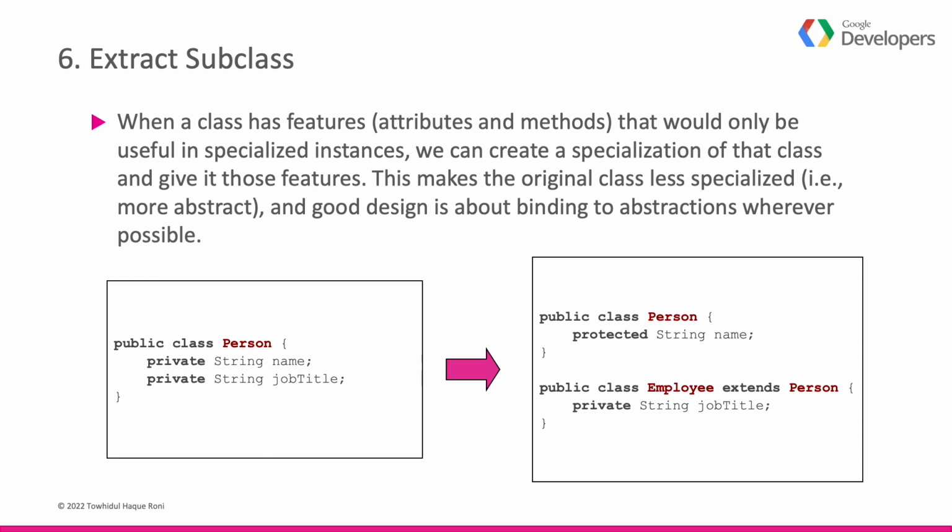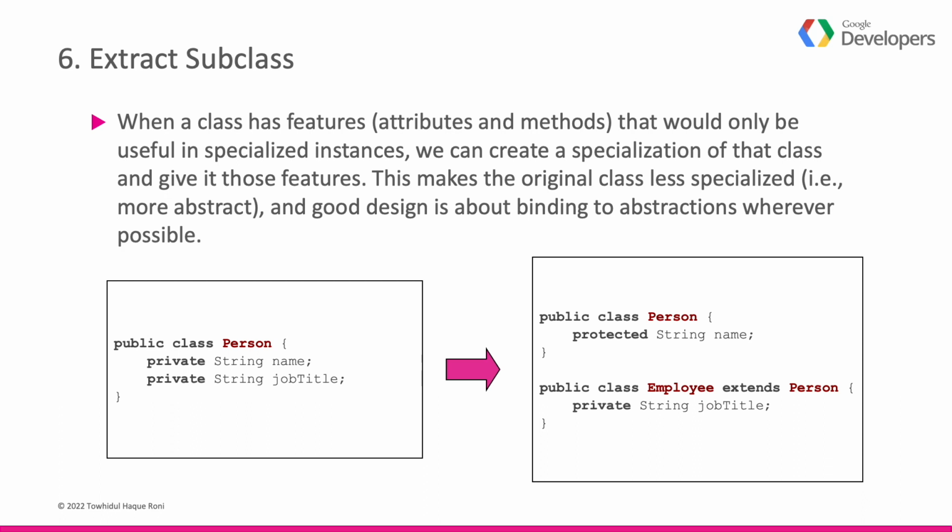In the refactoring, the common attributes and behaviors are kept in the more abstract person class, making it a generalized representation of a person. The specific features related to employees, such as job title, are encapsulated within the employee subclass. By employing extract subclass, we ensure that our classes are more focused and follow the single responsibility principle. Person deals with properties shared by all individuals, while employee handles properties unique to employees.